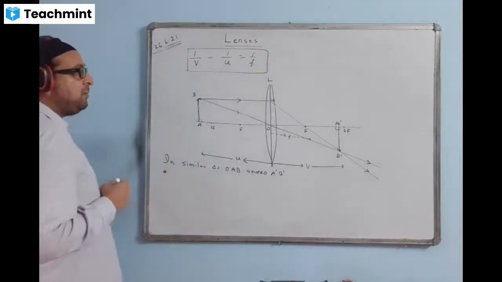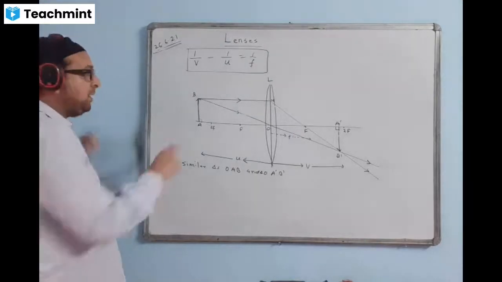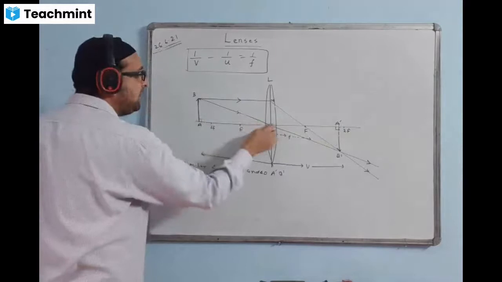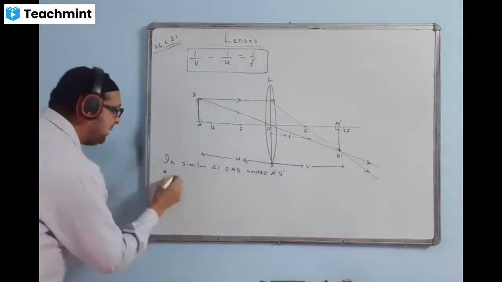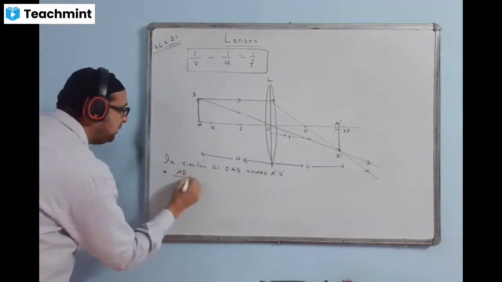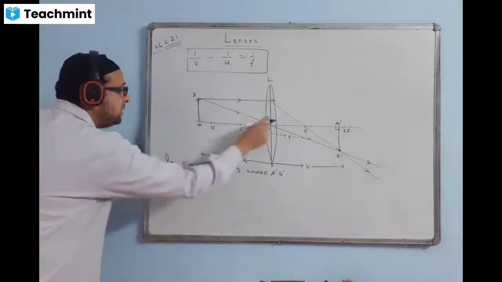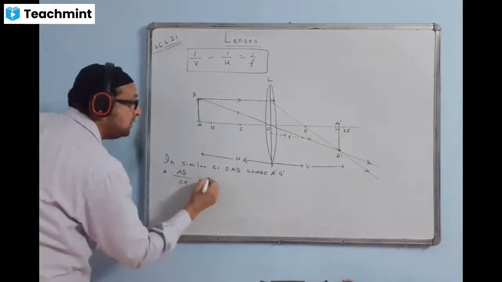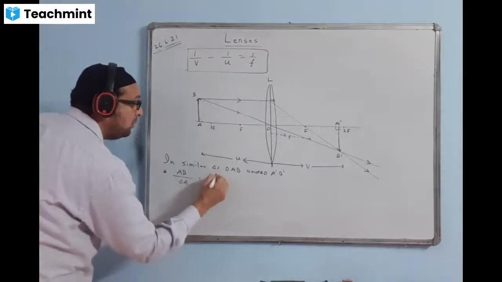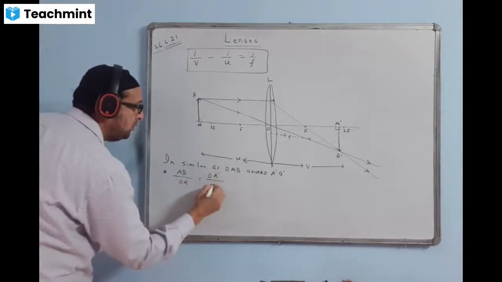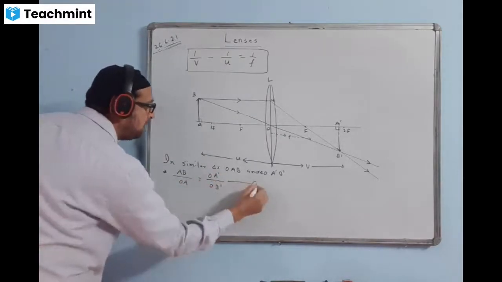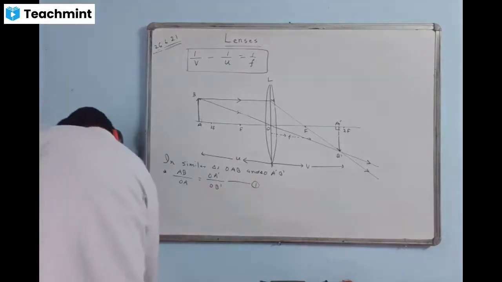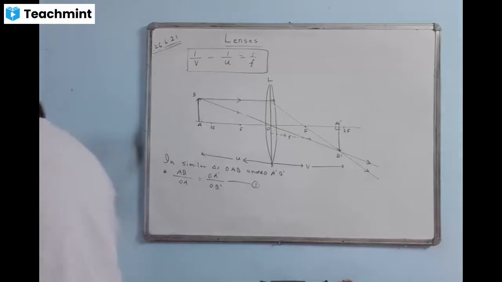When the triangles are similar, what happens? The ratio of the sides are equal. I take AB by OA is equal to A dash B dash by OA dash. Mark this as equation number 1.